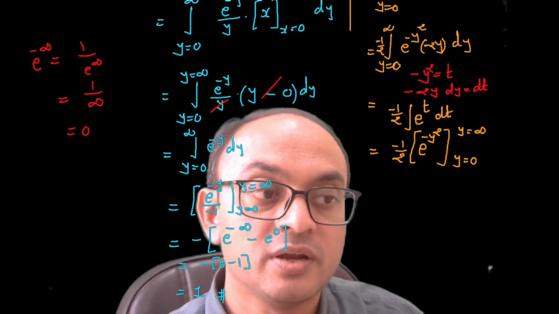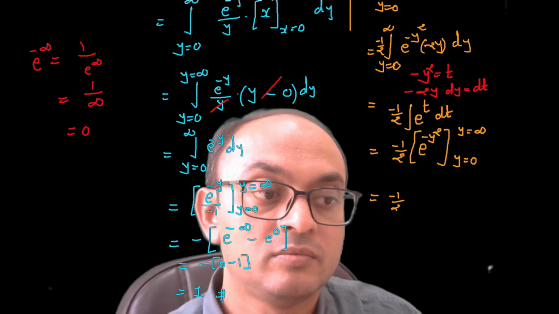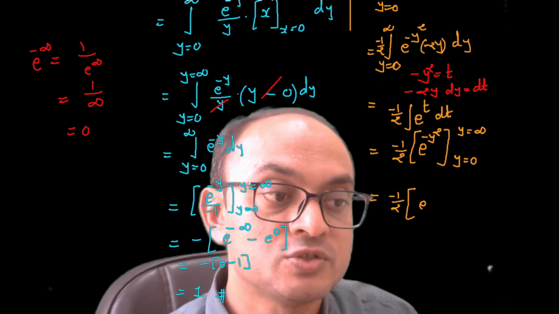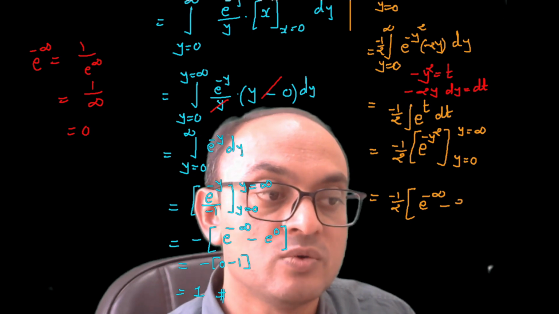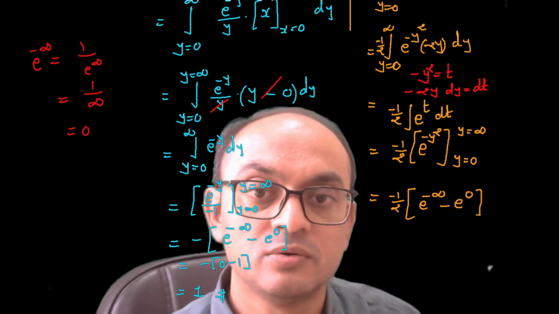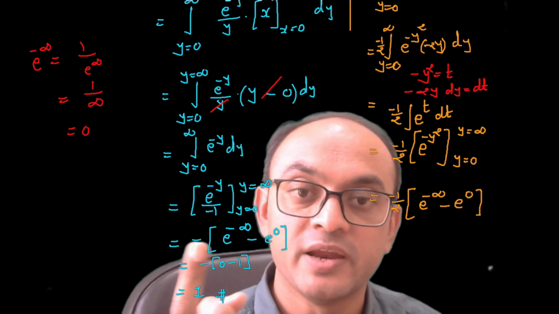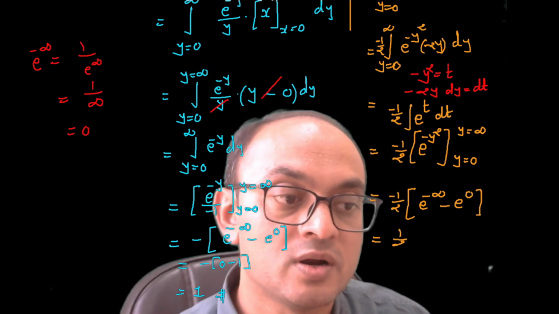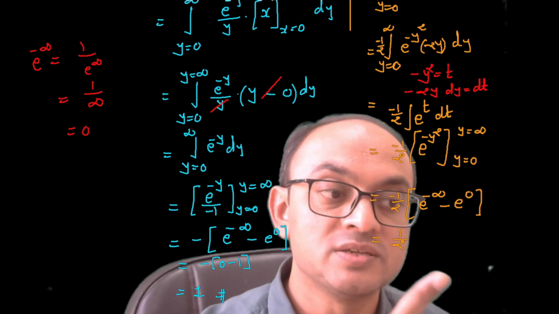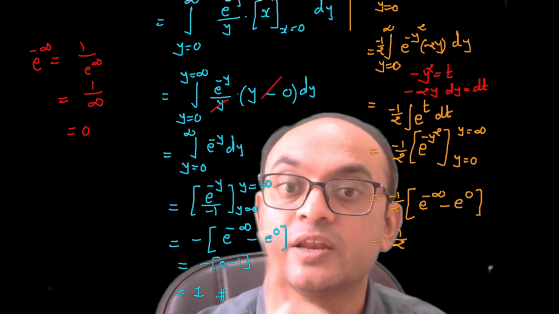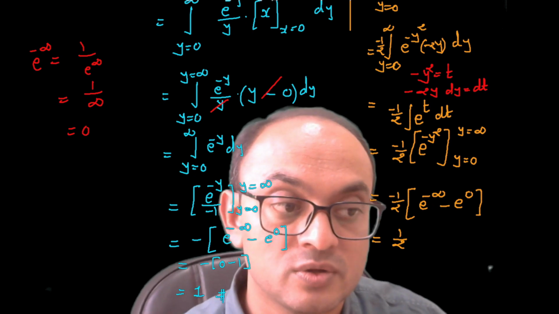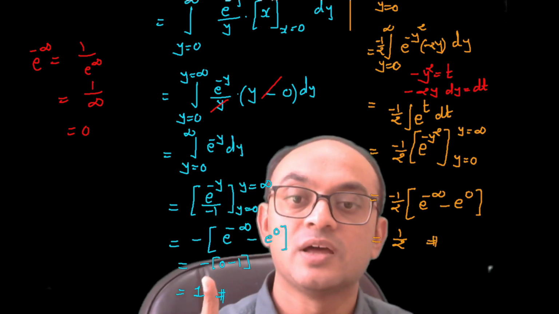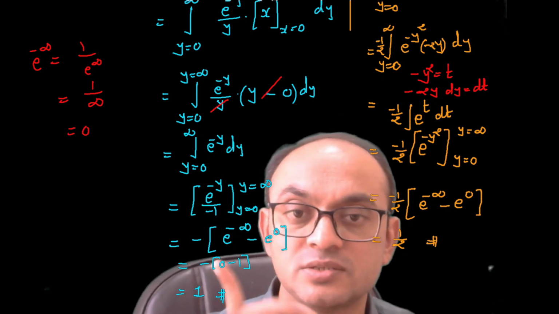When you substitute the limit, y is equal to infinity, this is e raised to minus infinity, y is equal to 0, then this is e raised to 0, which is of the same kind. As e raised to minus infinity is 0 and e raised to 0 is 1, so minus minus plus, the final answer is 1 upon 2. In the previous exercise the answer was 1, here it is 1 upon 2.